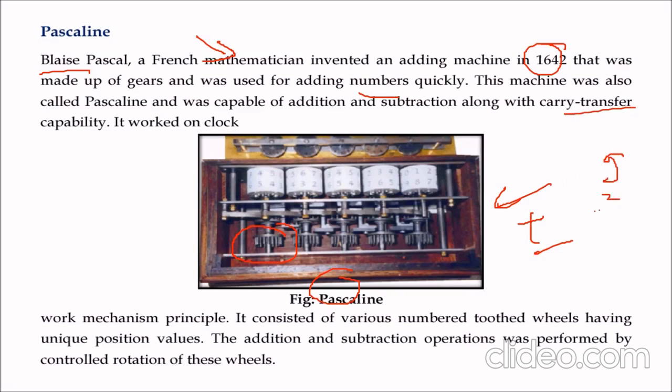If we add 9 with 2, 9 plus 2 is 11, 1 will be carried. So this carry transfer capability was also there. And it worked on the clock principle. So it consists of various toothed wheels having their unique positions. And the addition and subtraction operations are performed by the controlled rotation of these wheels.